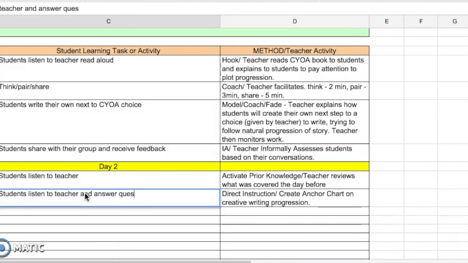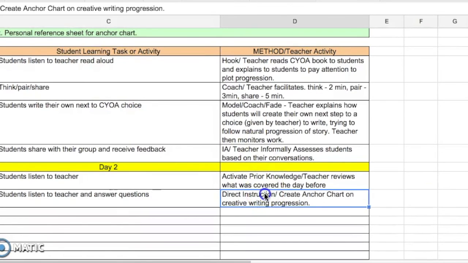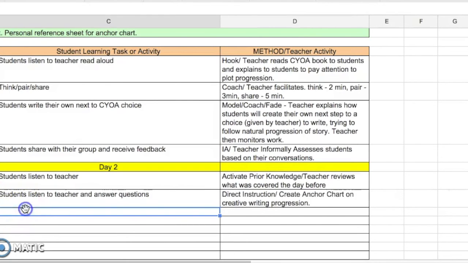Also, one thing that you want to make sure you're doing, over here in this green bar, I'm going to put notes, and then I'm going to put any supplies I may need. So CYOA book, and then personal reference sheet for anchor chart. So I know that I need to make a sheet just to make sure I don't forget anything about what I want my anchor chart to look like, so that when I make it, it turns out the way I want it to be. That'll probably take about 10 minutes.